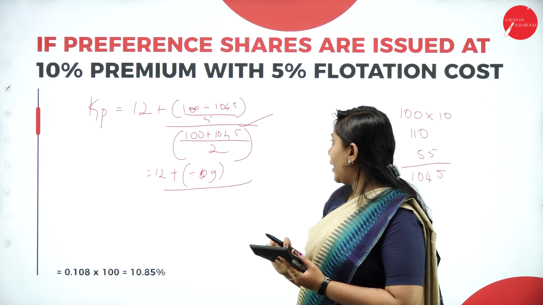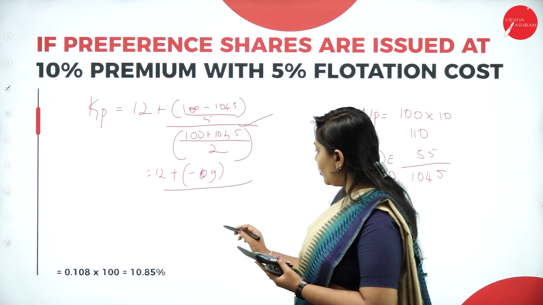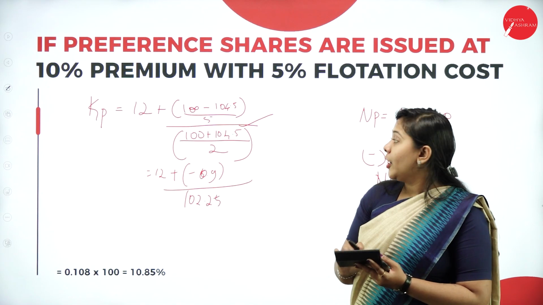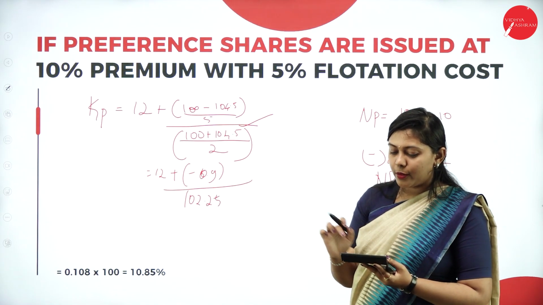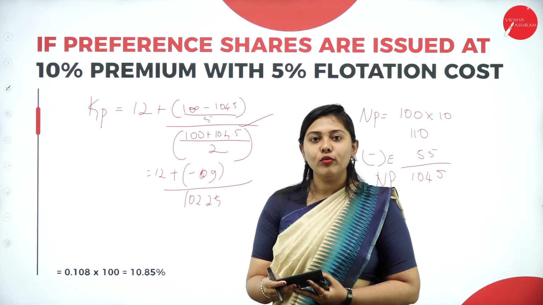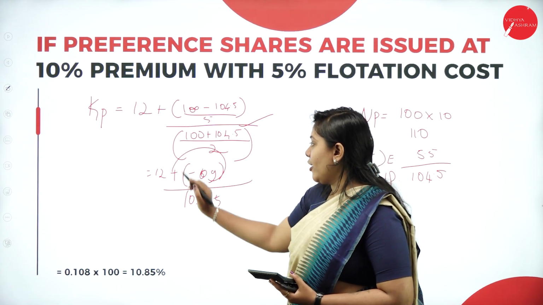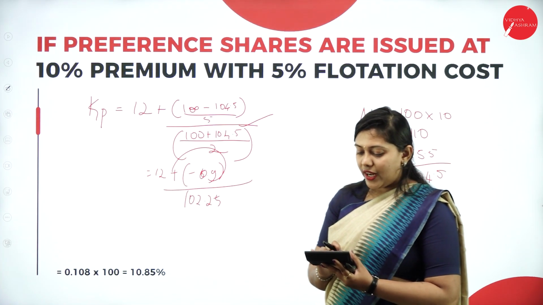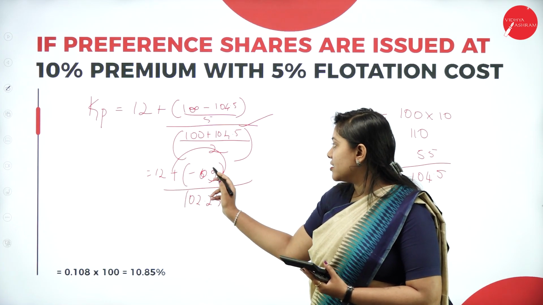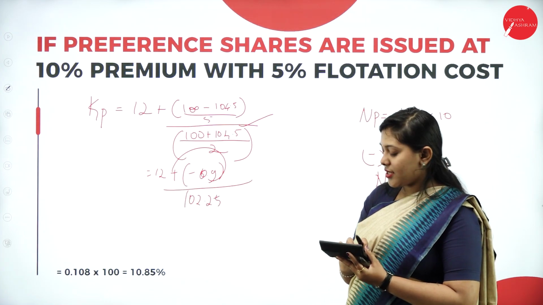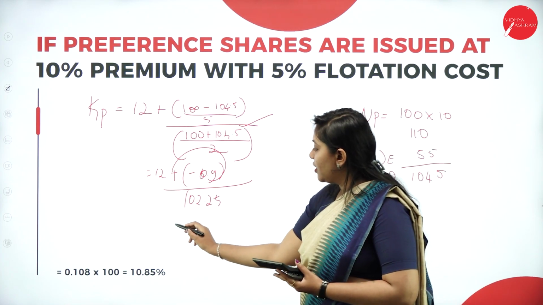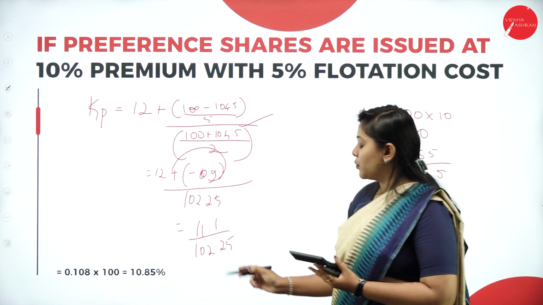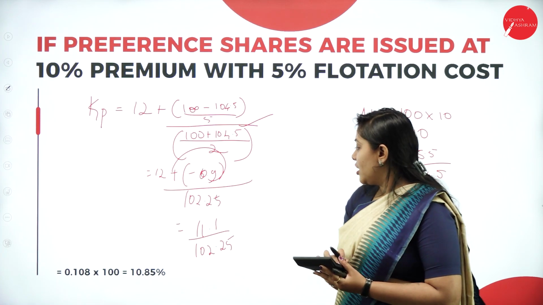100 plus 104.5 divided by 2. The value will be 102.25. So let us solve that again. 100 plus 104.5 divided by 2, it is 102.25. So now we can add or subtract. Let us add or subtract with the dividend amount. So 12 plus into minus, it will be minus, it is 12 minus 0.9, it will be 11.1 divided by 102.25.